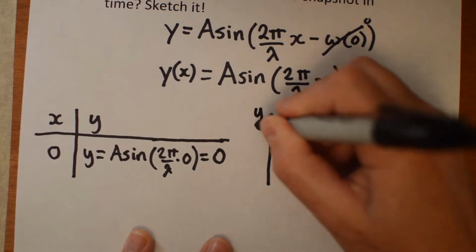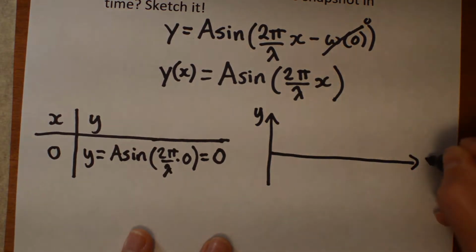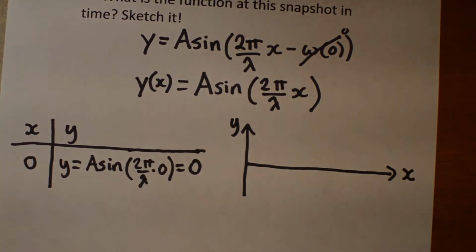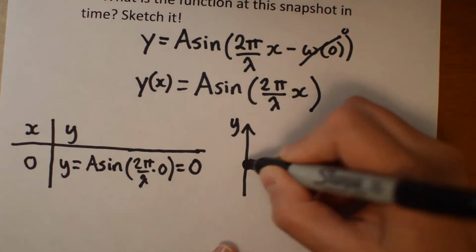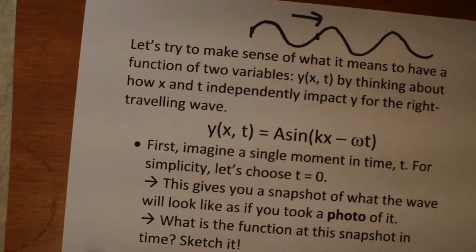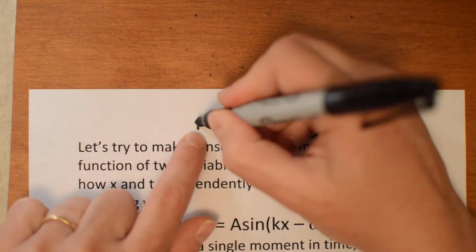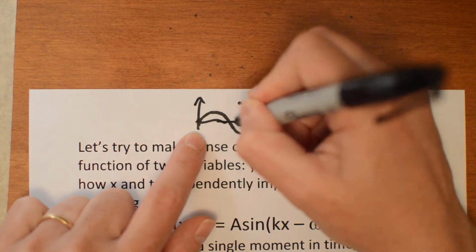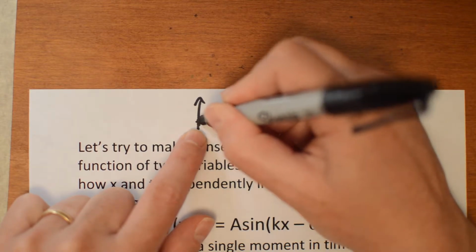So here I'm plotting y just as a function of x, not time right now, because I've picked time to be 0. So at 0, y is 0. That fits what I should see in my snapshot, right? If my wave starts out here, there's y and x or t, it should start out at 0 and then do a sine function from there.